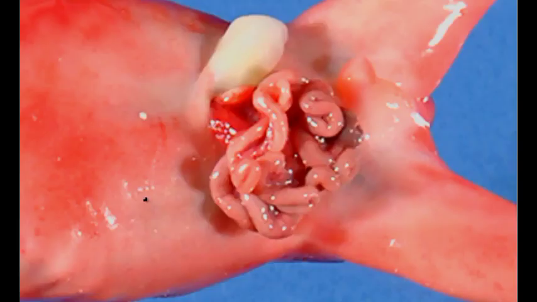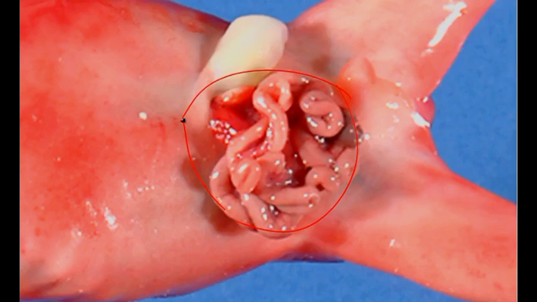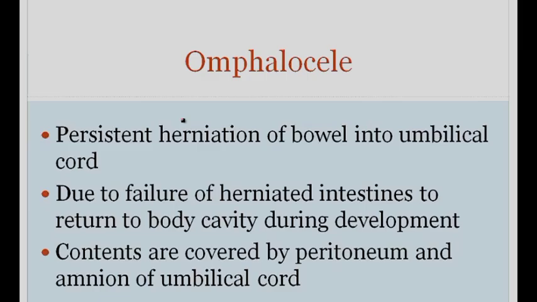And this is what gastroschisis looks like. You've got a hole in the abdominal wall, which again exposes the gastric contents so that you can clearly see the intestine. You're basically directly looking at the intestines. The next disorder is called omphalocele, and in this particular case what happens is you get persistent herniation of the bowel into the umbilical cord.